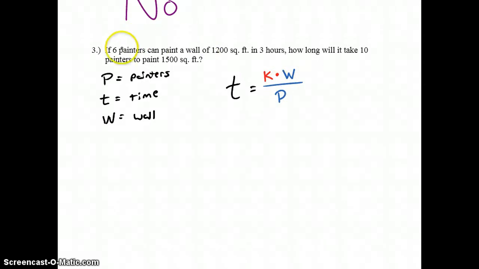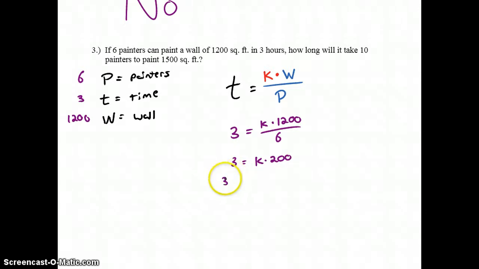Now we've got 6 painters, so P is going to be 6. They paint a 1,200 square foot wall in 3 hours. So let's say 3 equals K times 1,200, all divided by 6. Now, I could simplify this. 1,200 over 6 becomes 3 equals K times 200, or 3 out of 200 equals K.